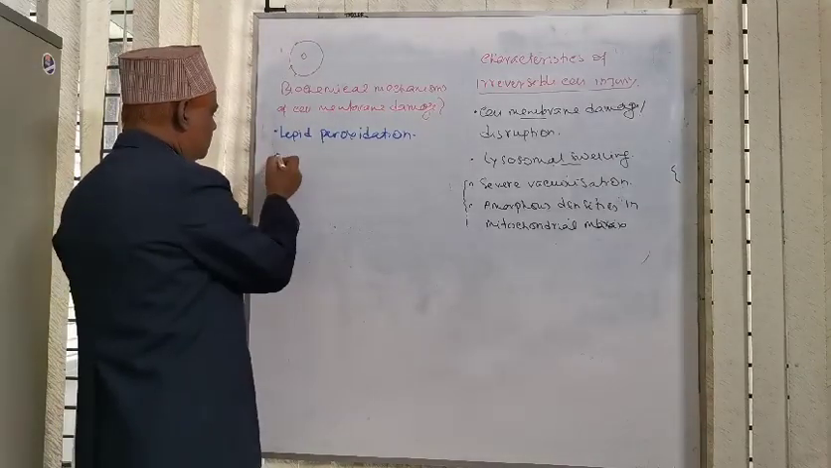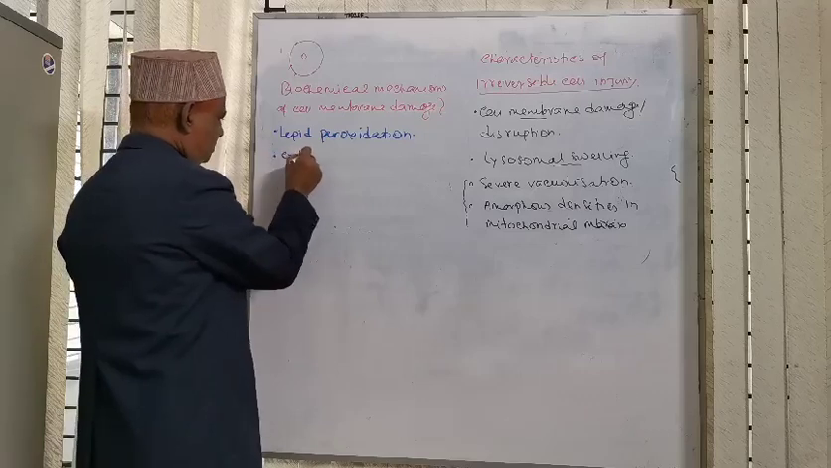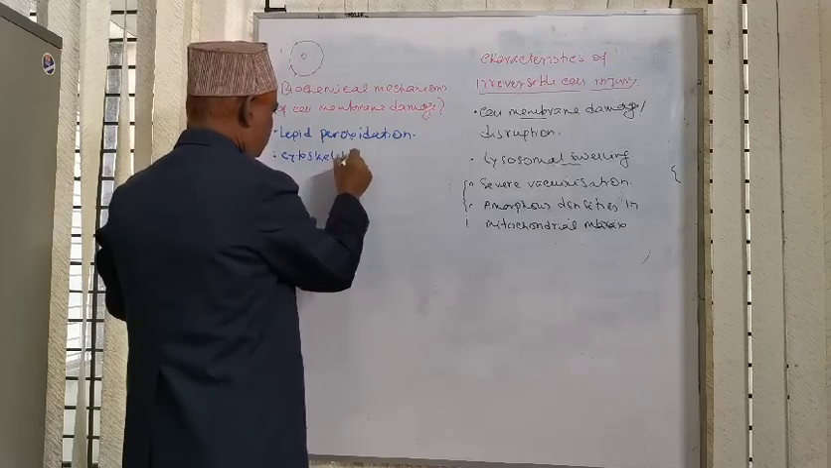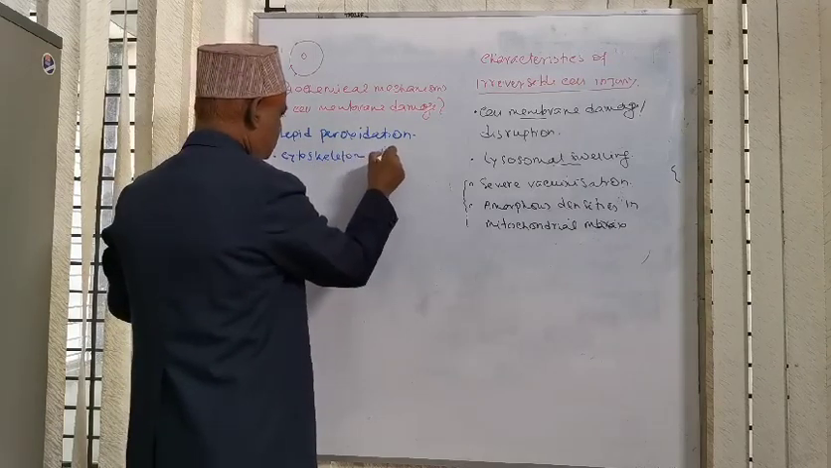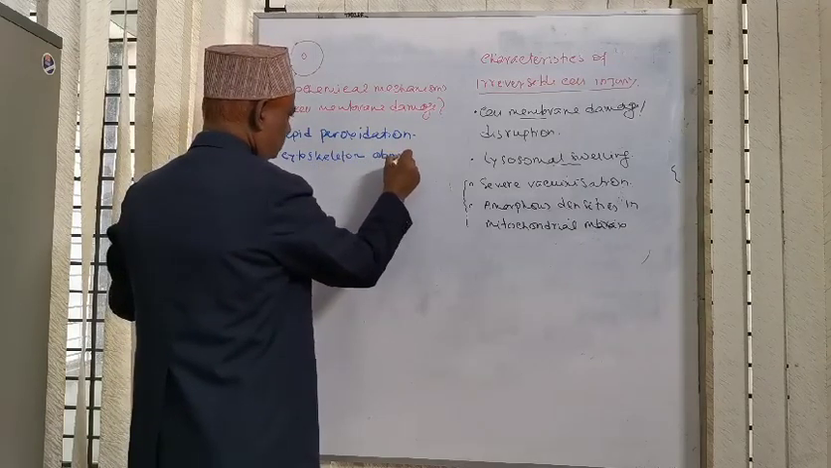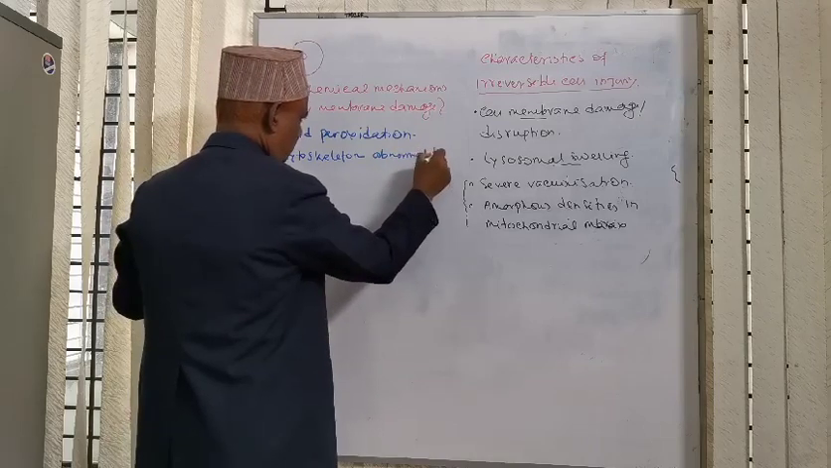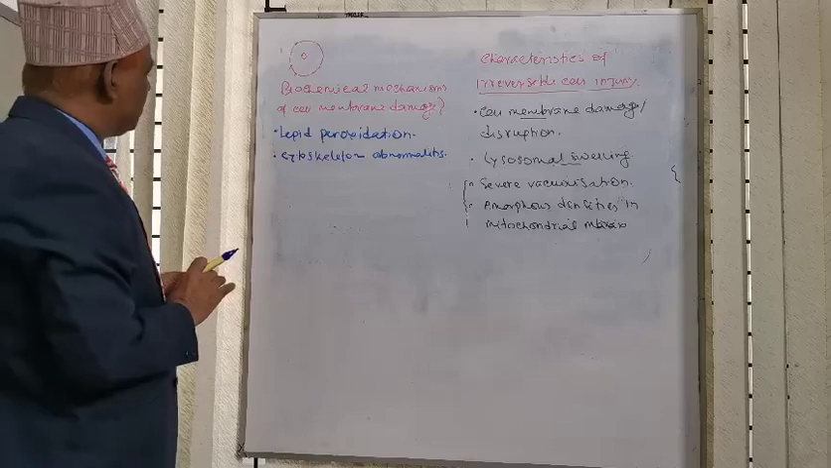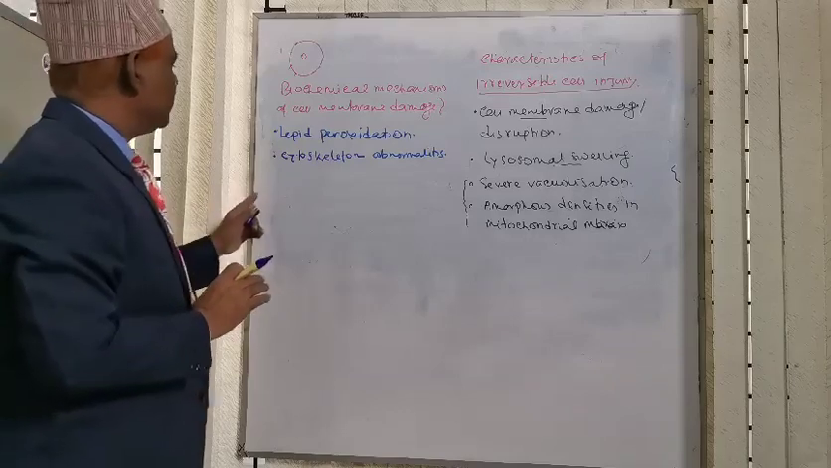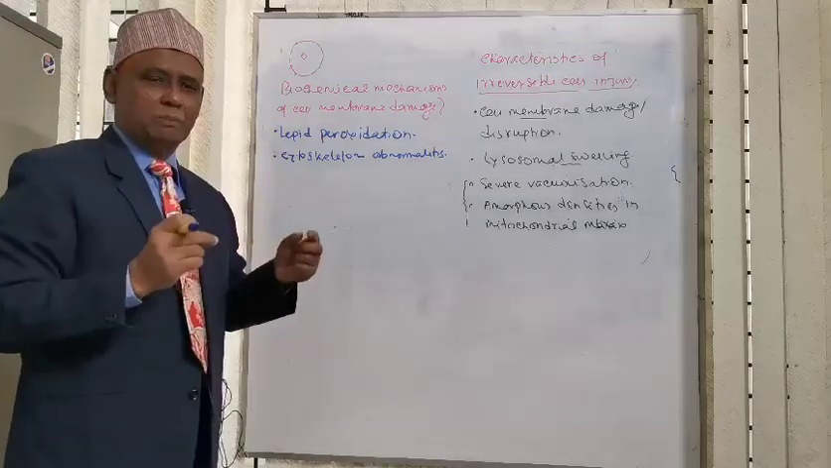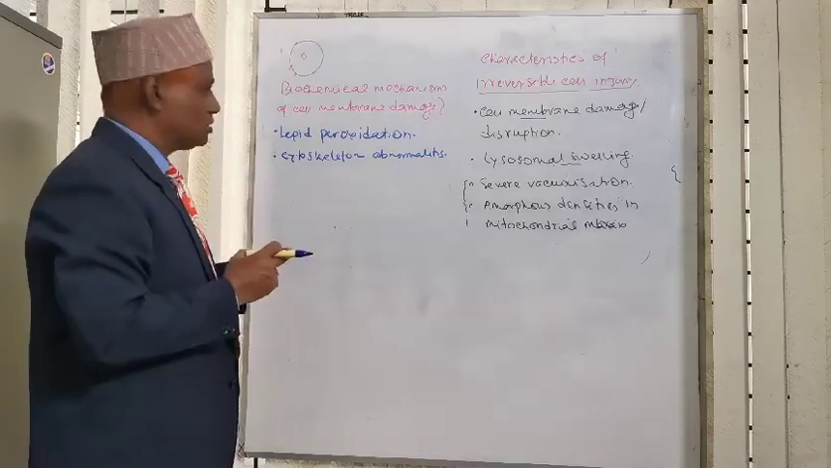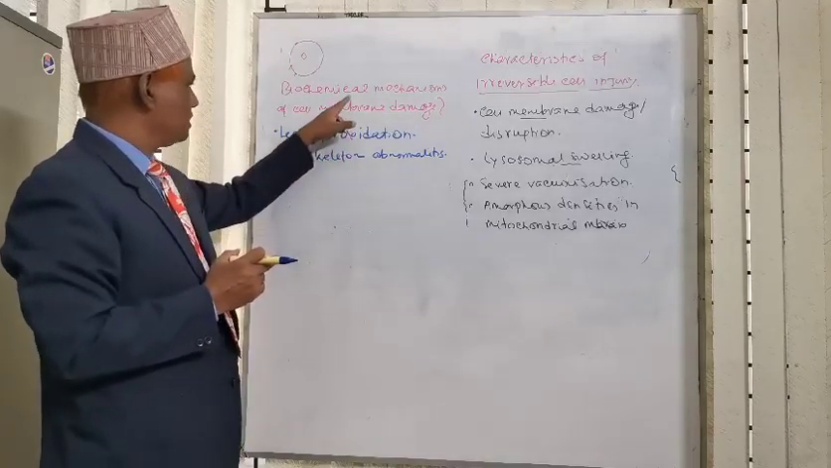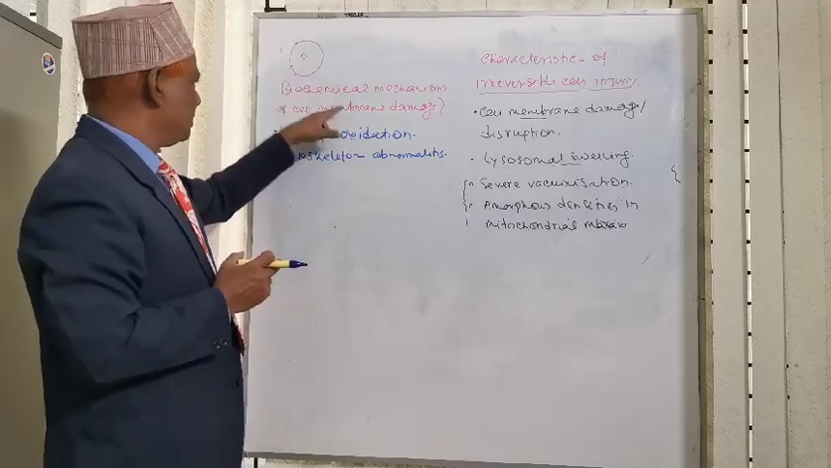Another one is cytoskeleton abnormalities. You know, microtubules, microfilaments, all these are cytoskeleton. It is associated with the strength and integrity of the cell membrane. If cytoskeletal abnormalities occur in irreversible cell injury, the cell membrane undergoes damage.